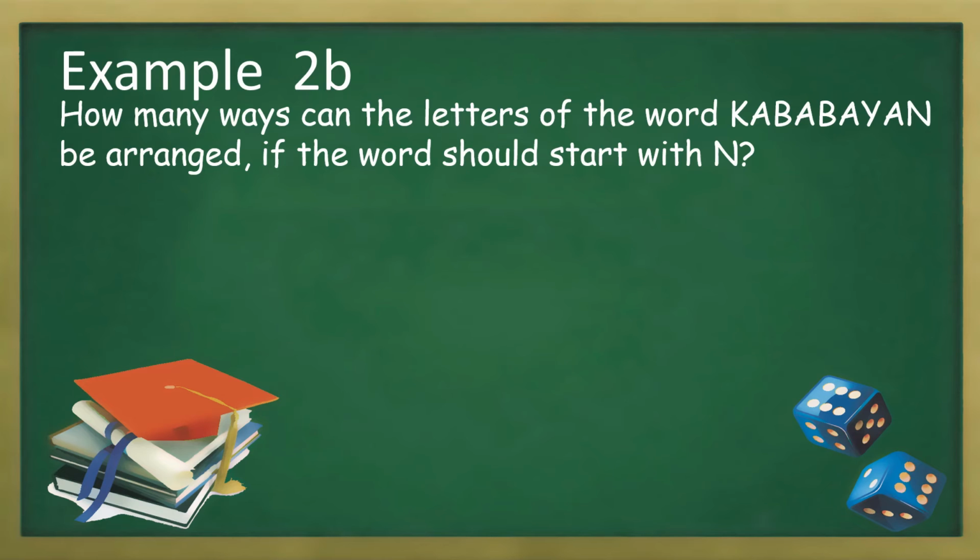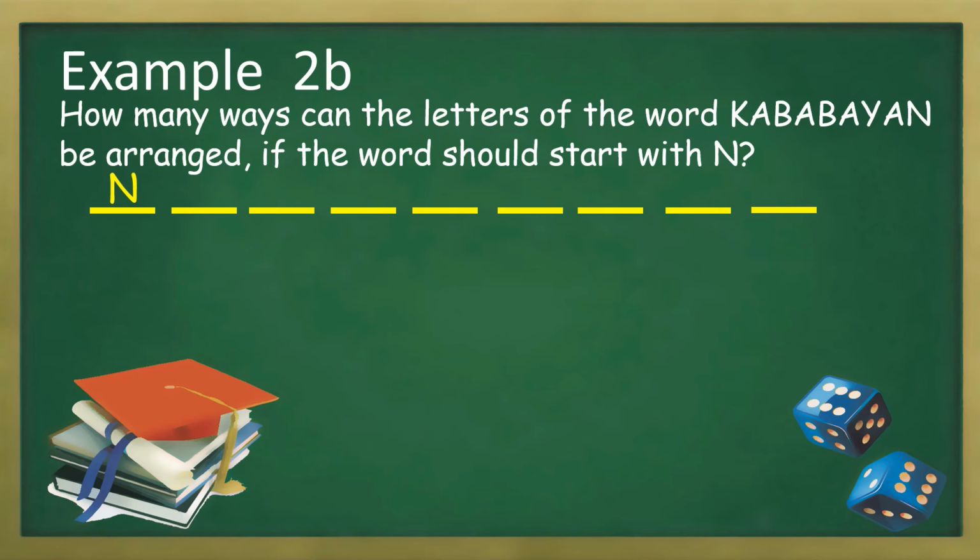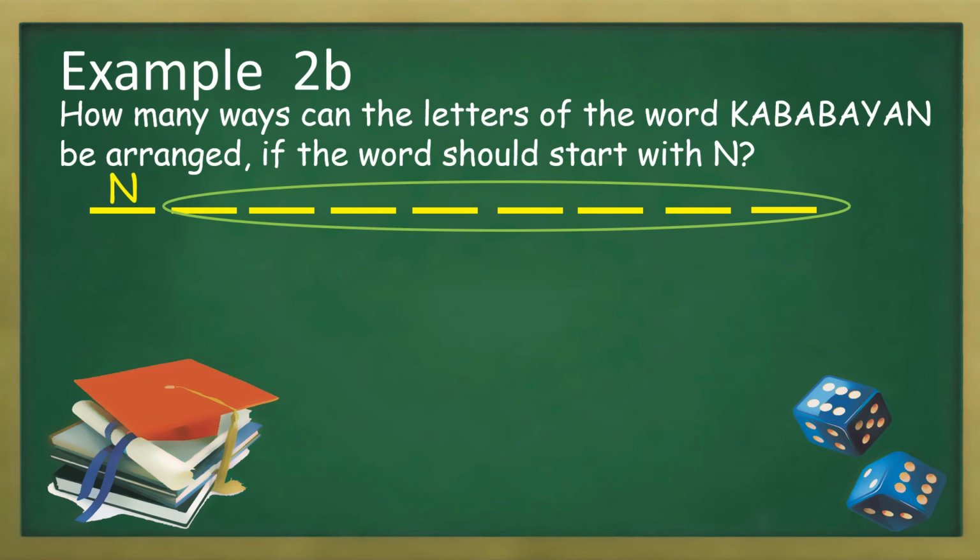So therefore, if we're going to arrange this set of letters, we will have 9 places. Since according to the condition it should start with letter N, we're going to put letter N on the first position. After doing this, we already satisfied the condition. Since we already have letter N on our first position, we're going to arrange only the remaining 8 letters, and those are the letters of kababaya in our given set of letters. So we remove letter N from our choices because we already placed it in the first position.